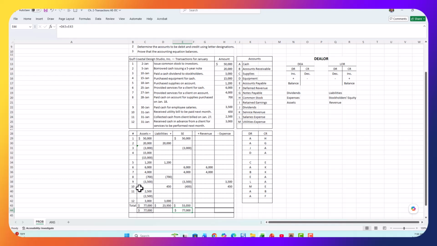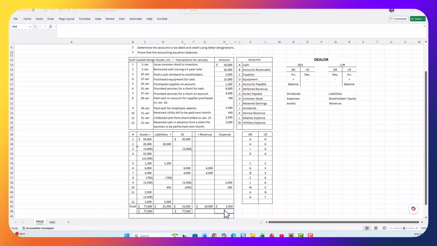We can also determine net income at this time. The revenue column totals $10,000. The expense column totals $3,950. If we have revenues of $10,000 minus expenses of $3,950, we have a net income of $6,050.